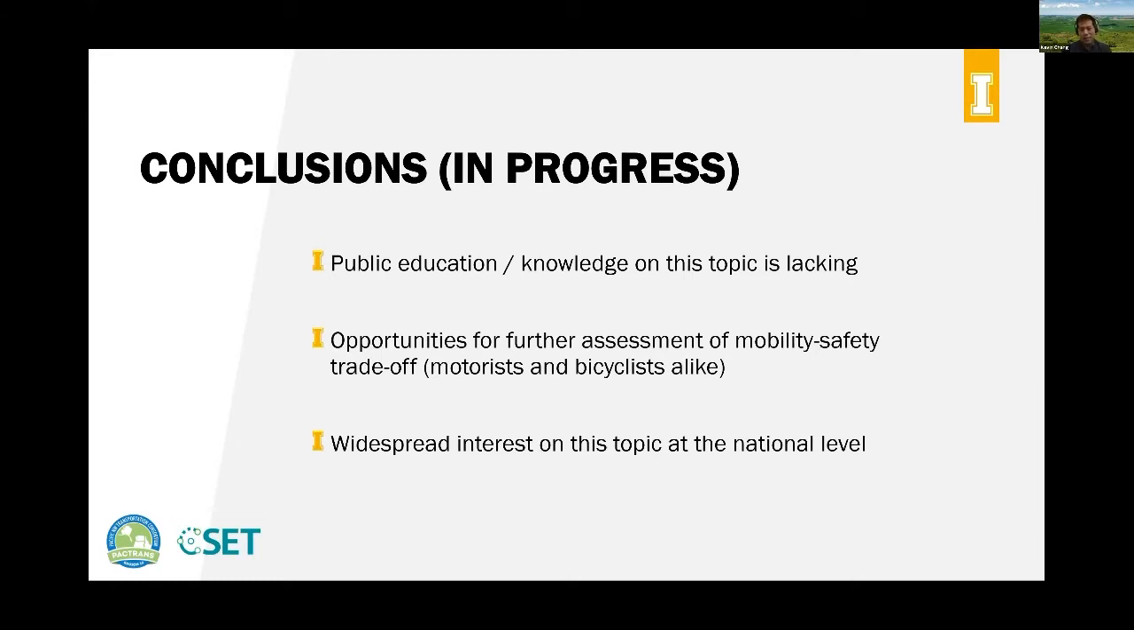There are certainly opportunities for further assessment, specifically of the mobility safety trade-off and how it impacts both motorists and bicyclists. And what we have seen in our initial conversations is that there is tremendous widespread interest on this topic at the national level. California is one of the states that is exploring passage of a similar law, and we've gotten some calls from people throughout. As I mentioned earlier, there are only 6 states right now that have a rolling stop law on the books, and so there are 44 states that, to one degree or another, are considering something very similar.